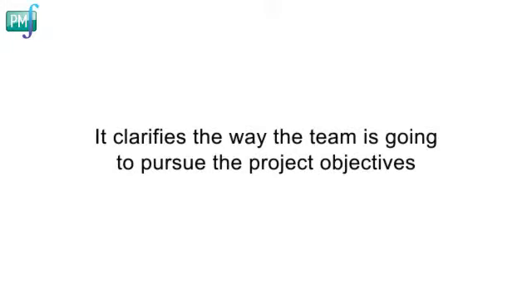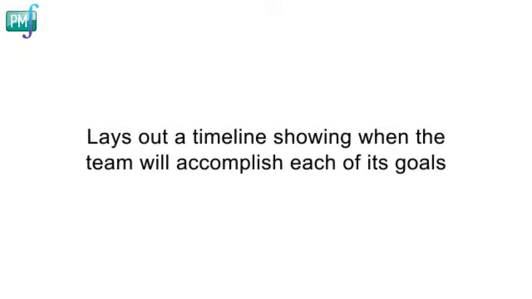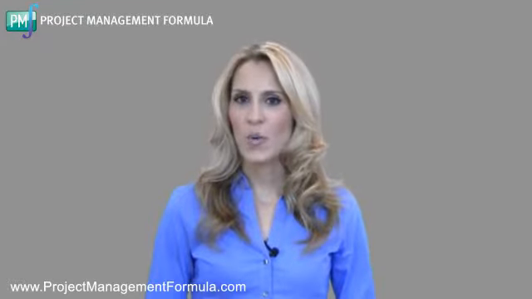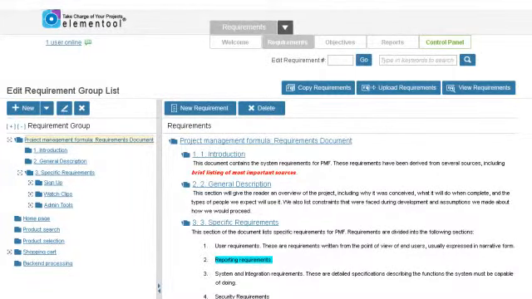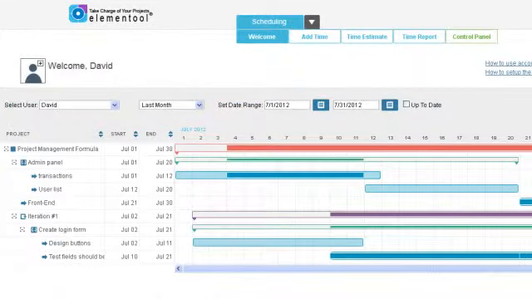It clarifies the way that the team will pursue the project's objectives, and it lays out a timeline showing when the team will accomplish each of its goals. Using the requirements document and also figuring in project objectives and priorities, the project manager must build a list of the features needed in order for the project to be successfully completed by the team and resources. We strongly recommend using scheduling software to manage project schedule data.